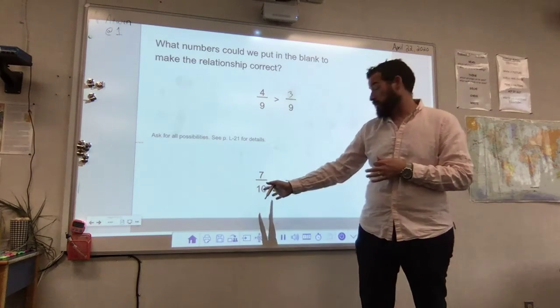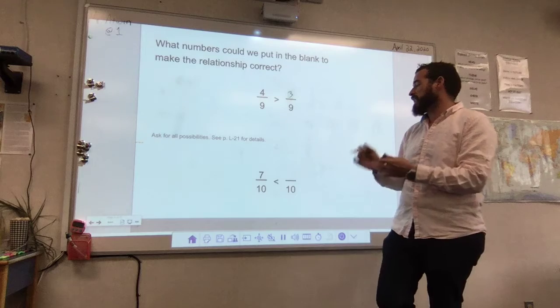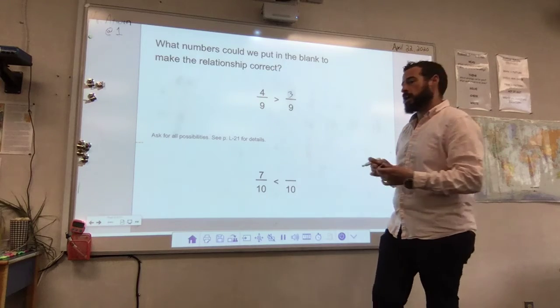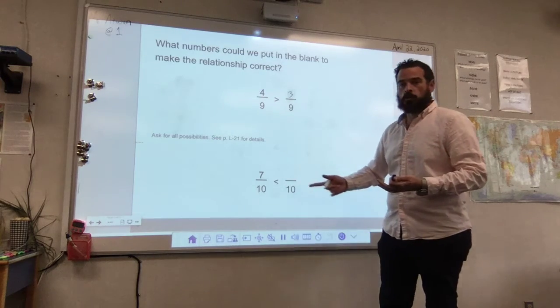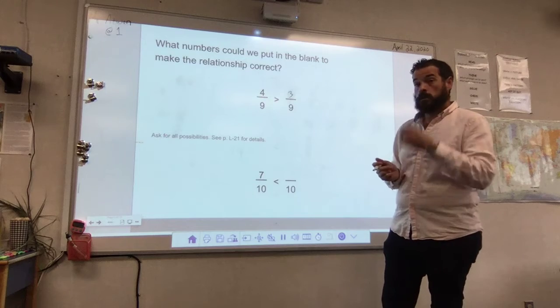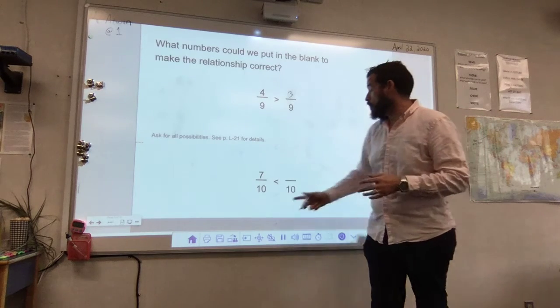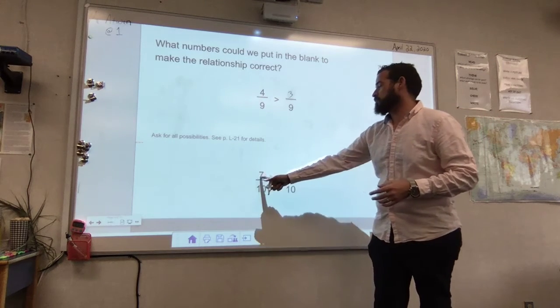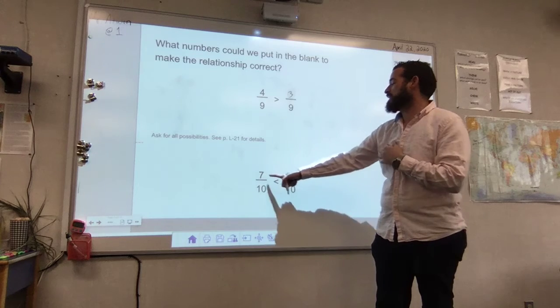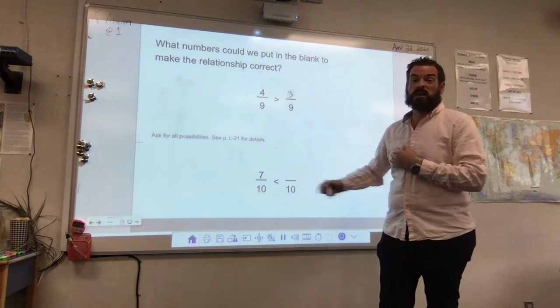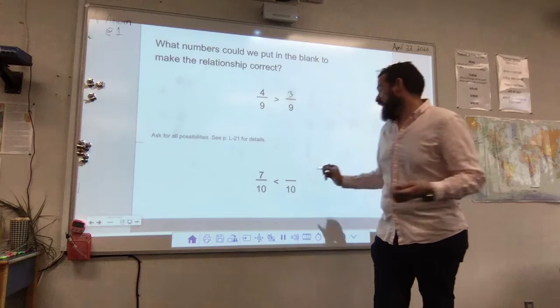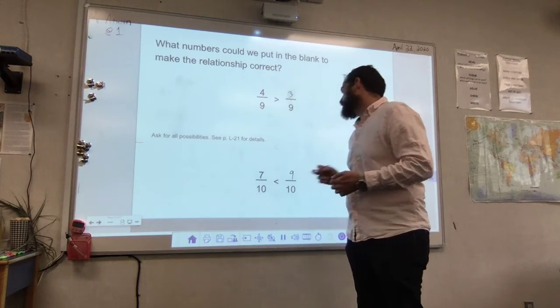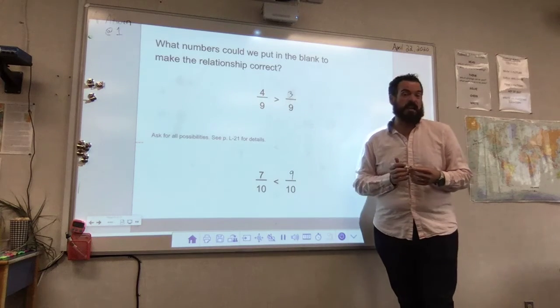Now though, if you notice, we've got a less than sign. So we've got 7/10 is less than something over 10, some amount of tenths. So again, if we remember our rule, we just need to compare the numerators, so we need to make sure that we have a bigger number than 7 here. So I will just go with 9. So 7/10 is less than 9/10.